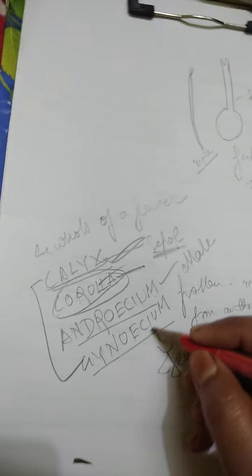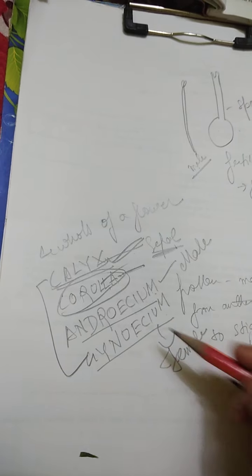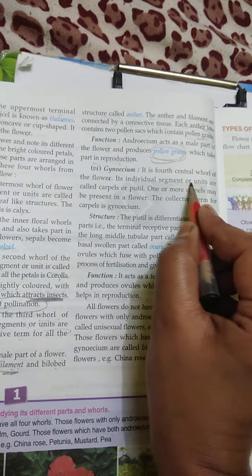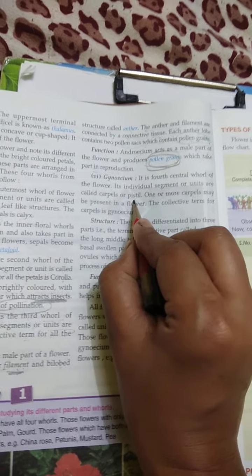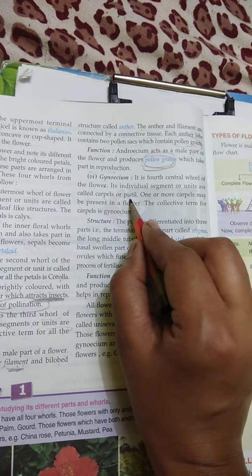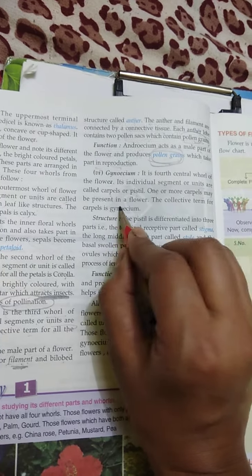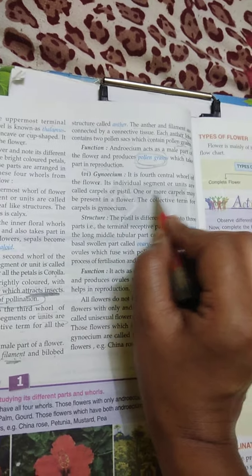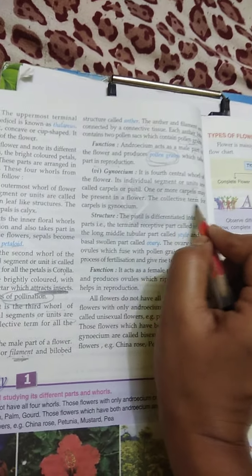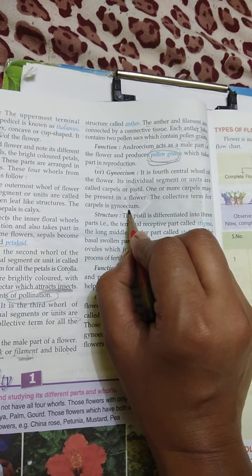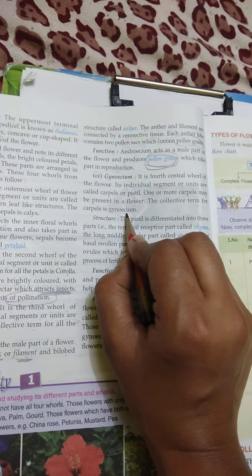Next, coming to the book, we will now study the fourth whorl. The fourth whorl is the gynoecium, which is the female part. Let us see what is written. Gynoecium, it is the fourth central whorl of the flower. Its individual segments or units are called carpel or pistil. One or more carpels may be present in a flower. The collective term for all the carpels is gynoecium.